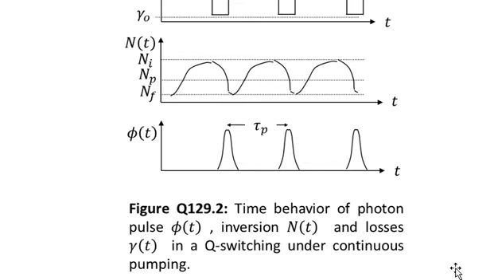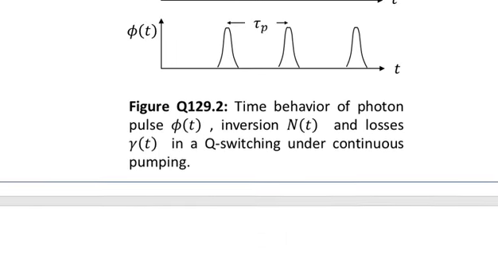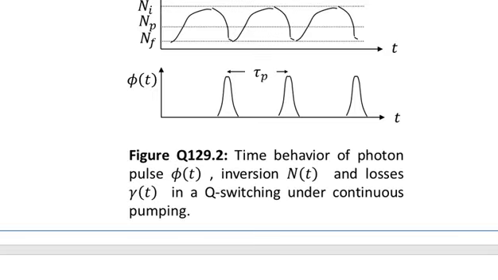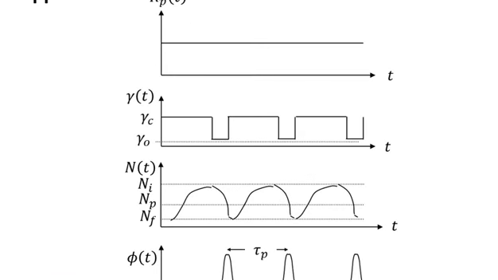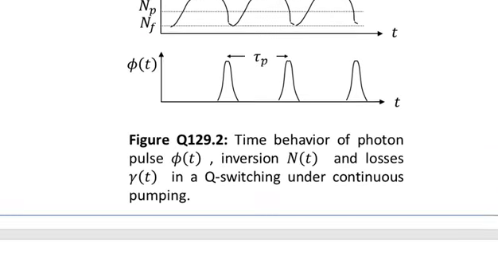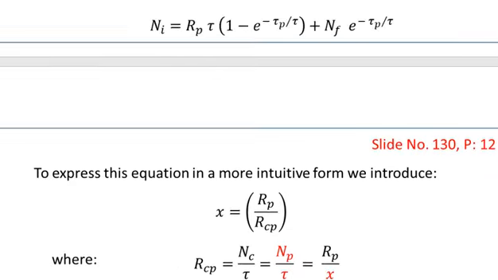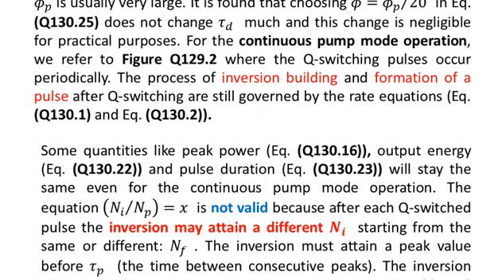This is the time behavior of a photon pulse phi of t, inversion n of t, and losses gamma of t in a Q switching under continuous pumping scheme. This figure has also been discussed in slide number 129 in much greater detail. You should consult the detail of this figure in slide number 129.